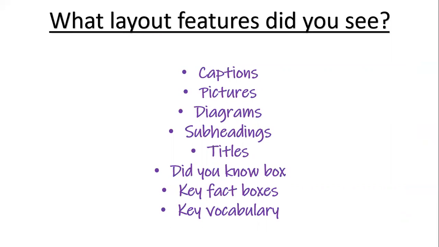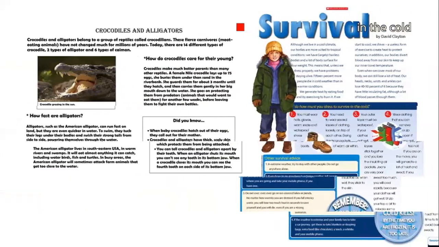There were subheadings and titles. So titles, the big heading at the top, like it said, crocodiles and alligators, and then the subheadings are the little headings halfway down that say things like diet and appearance and things like that. There was a did you know box. There were key fact boxes as well. There were some things that summed up key vocabulary, like a bit of a glossary. There was in that volcano one, wasn't there? And just go back and show you them really quick, actually.